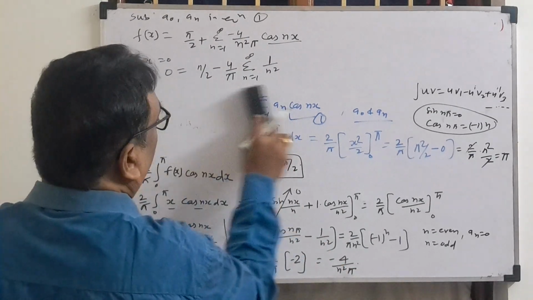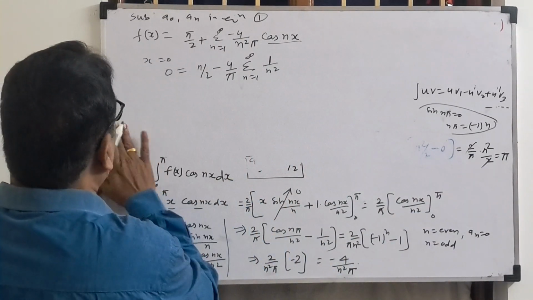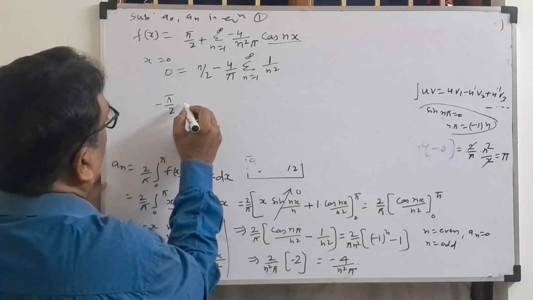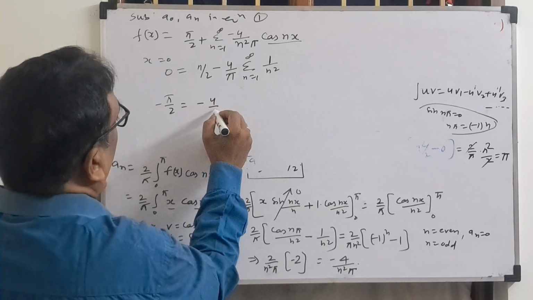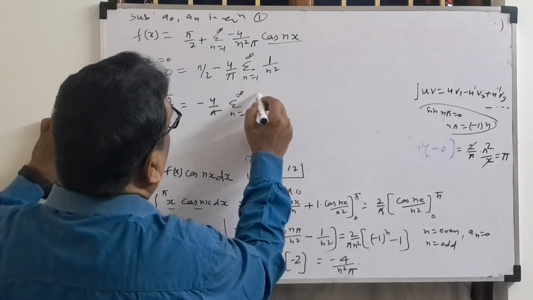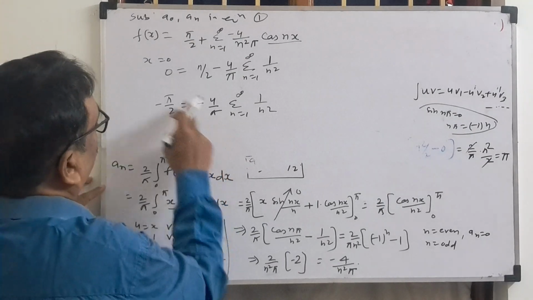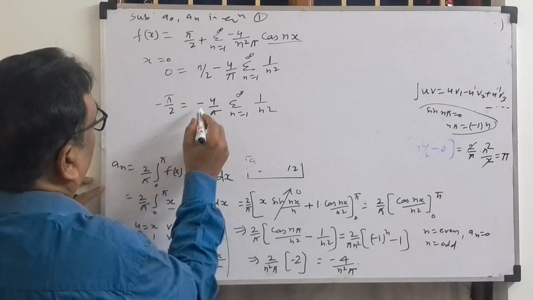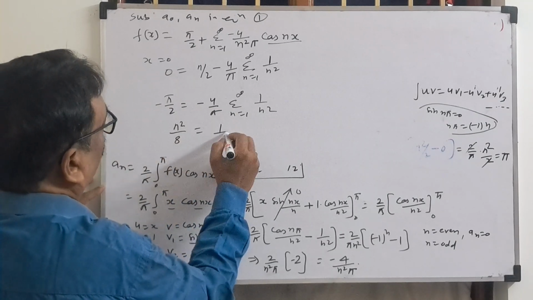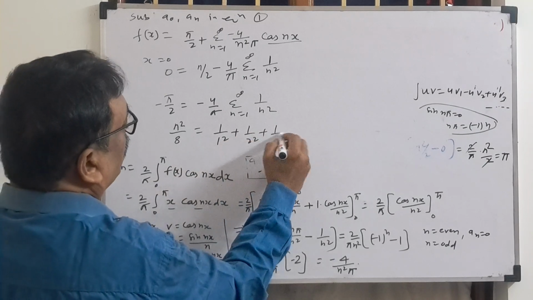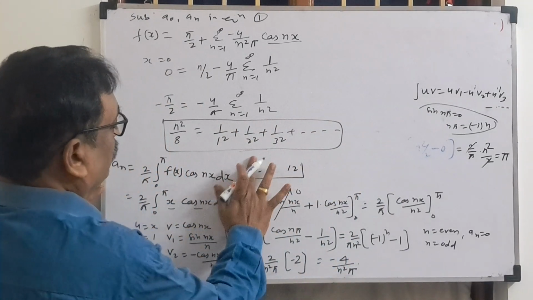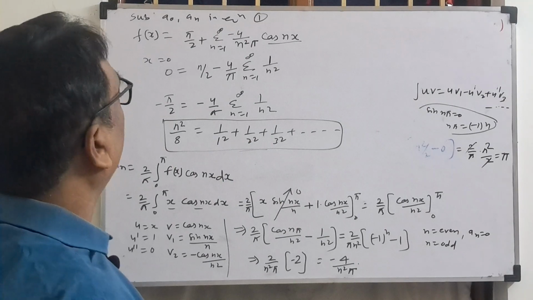Now we'll deduce this. We'll get the answer. So what is there here? Pi by 2 equal to 0. So now write here minus pi by 2 is equal to minus 4 by pi, because we are taking this to this side. So minus pi by 2 is equal to minus 4 by pi summation n is equal to 1 to infinity 1 by n square. Now bring this side, so cross multiplication. So this will come pi square by 8 is equal to 1 by 1 square plus 1 by 2 square, 1 by 3 square. These are the terms they are asking to deduce. So we will get these answers. Okay, so this is the final solution for this given cosine series.